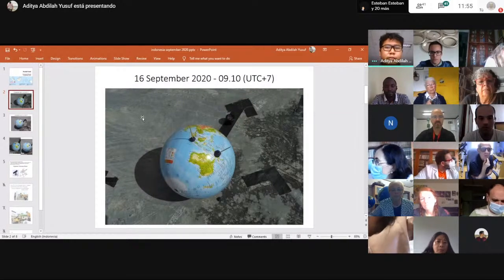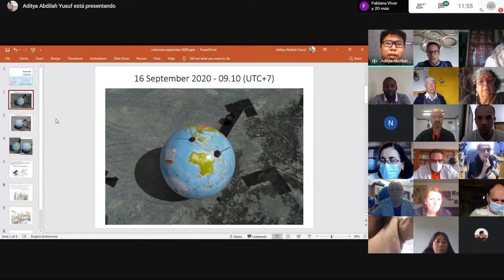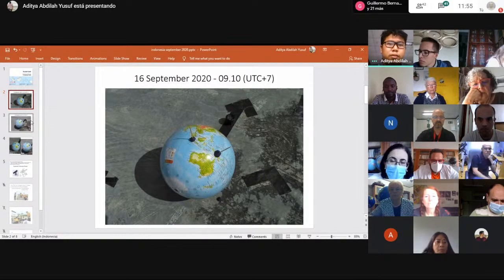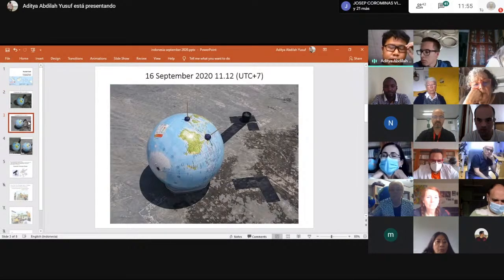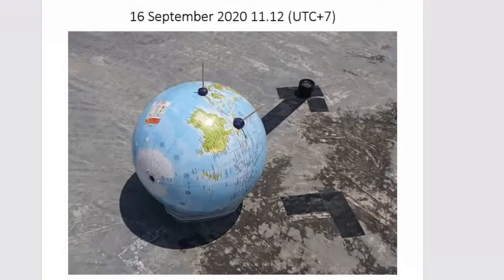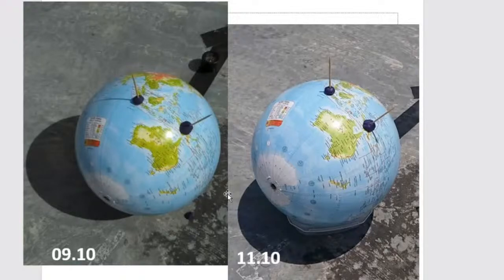We try the experiment at two different times in one day, so we can see the difference in the shadow of the gnomon at the different times. We can see the difference here: it is 9:10 in Western Indonesian time, which is about 11:10 in Eastern Indonesian time. You can see the difference of the time zones by looking at the shadow of the stick. The shadow is longer than that of the Eastern Indonesian time stick.